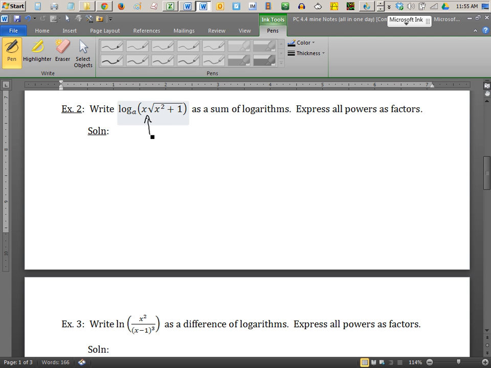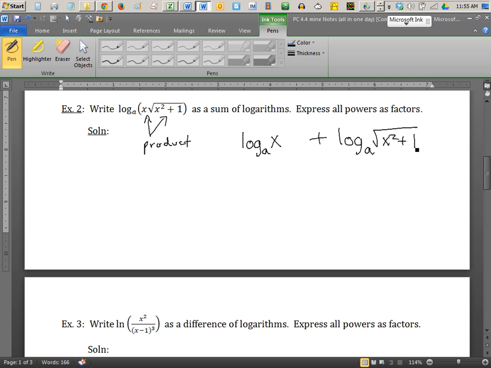Notice this is a product, right? It's 2 different things multiplied. So according to one of our log rules, we should be able to write this as a sum of 2 logs. So we could do log base a of x, that's our first log, plus log base a of, and then my other factor looks like a square root of x squared plus 1. There we go. And I did it. It said write it as a sum of logarithms.